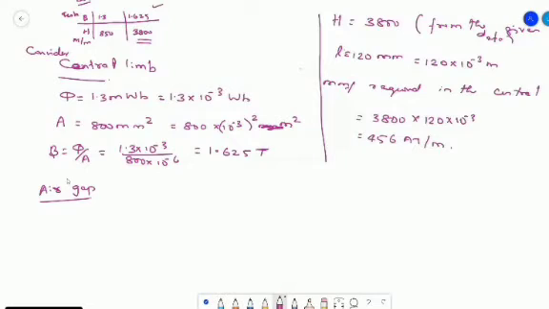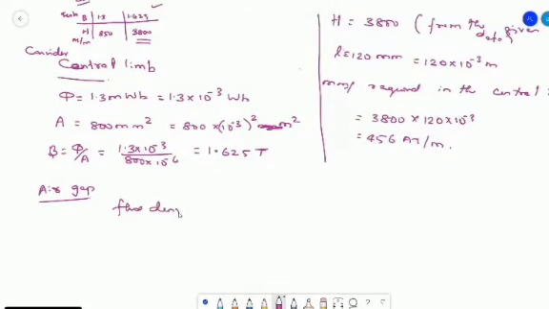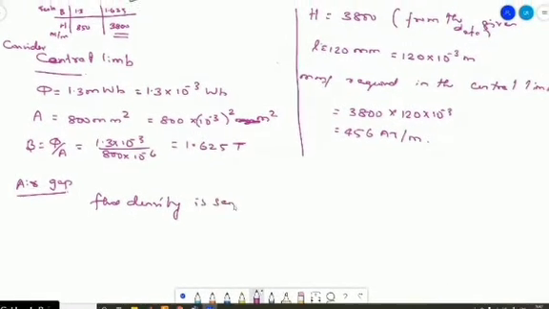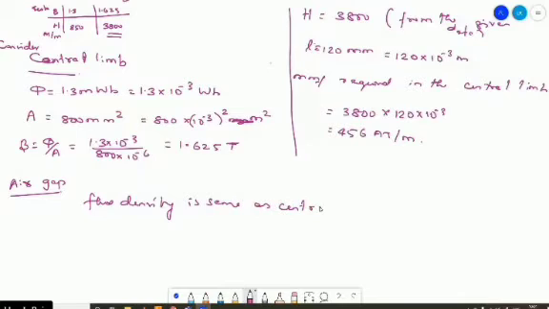Given that there is no leakage, if you read the question, it is given that there is no magnetic leakage and fringing. So the moment they say there is no fringing, it means that there is no change in the area of cross section. So therefore, the flux density is the same as in the central limb. So H is equal to B divided by mu naught, and B we have already computed for the central limb. The same thing you can use here as well because there is no fringing.